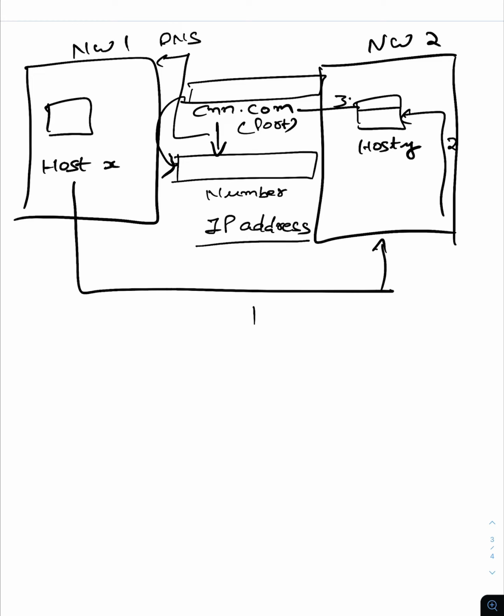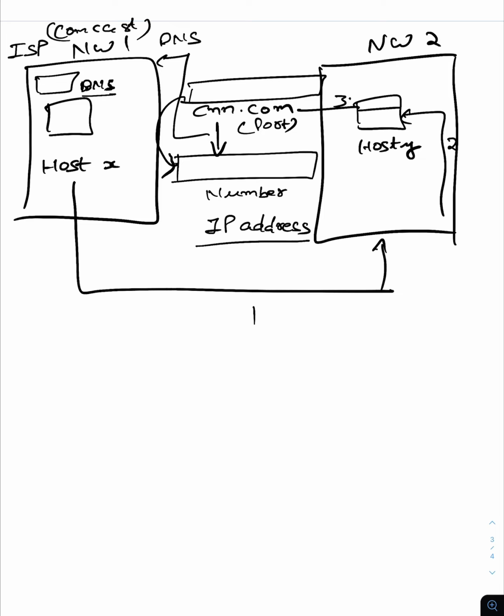The DNS server is within your network. The service is provided by your internet service provider. For me it's Comcast. So in your DNS server, whatever you request is converted to an IP address, which is a sequence of numbers, and those numbers are carried forward for looking for the address in network 2 for host Y.